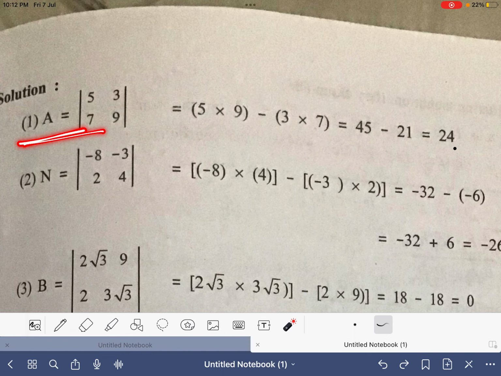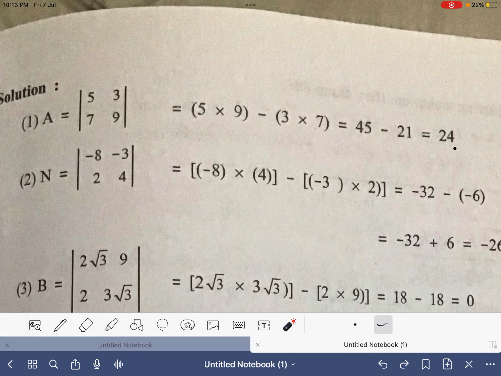So we have to find out the value of a. For that, first of all, let's see a, which is the determinant with values 5, 3, 7 and 9, and we have to solve this. As per the previous one, we have to multiply these two numbers. So 5 multiplied by 9, and always keep in mind, in between these two numbers there is a minus sign.